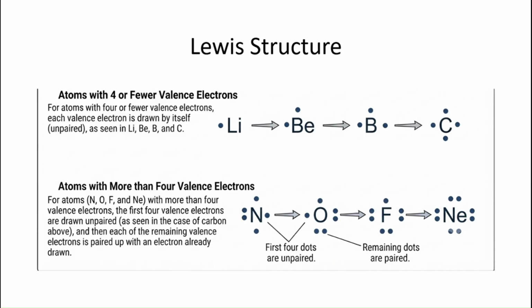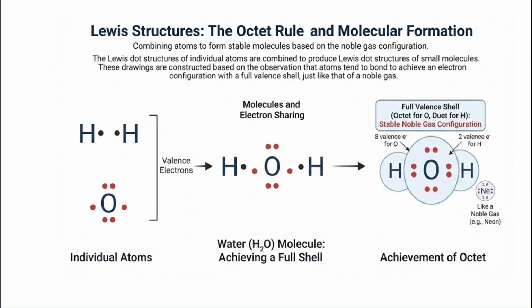1. Valence representation. The number of dots matches the atom's valence electrons. For atoms with 4 or fewer valence electrons like lithium, beryllium, boron, and carbon, each electron is initially drawn unpaired, sitting by itself on a side of the symbol. 2. Pairing up. For atoms with more than 4 valence electrons like nitrogen, oxygen, fluorine, and neon, the first 4 dots are placed singly and any remaining electrons are paired up with existing dots.